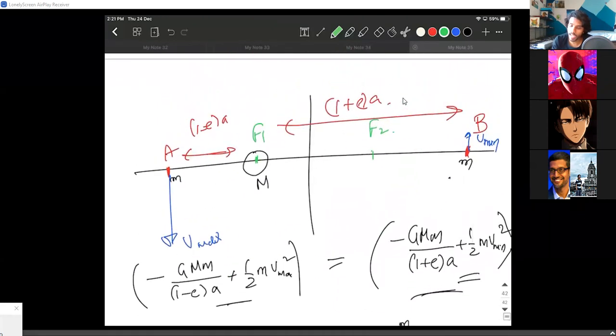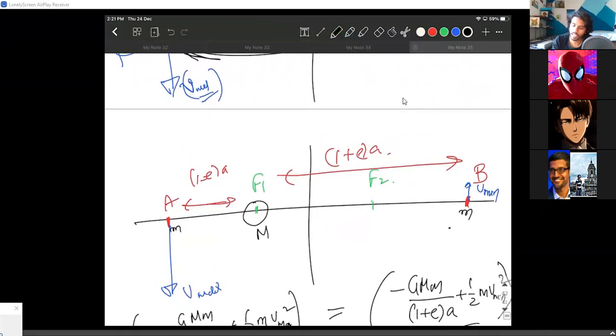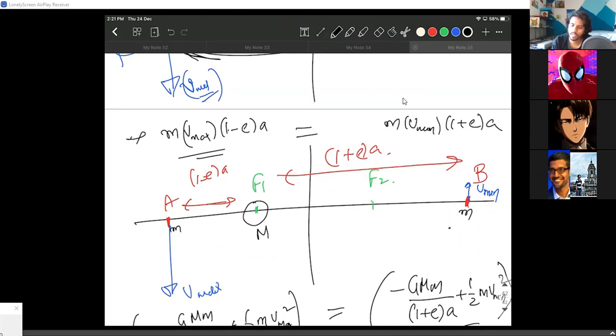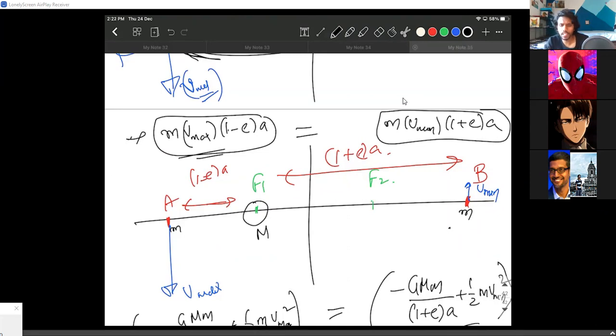So I'm going to write the angular momentums also. Angular momentum is not I omega for a simple body. It is just mvr, for a point mass. We can consider this as a point mass. So m into V max into (1 minus e) a. Here it is m into V min into (1 plus e) a. You can write this angular momentum at the farthest point and the closest point. So all those things are totally fine.